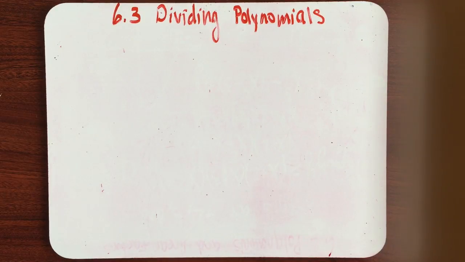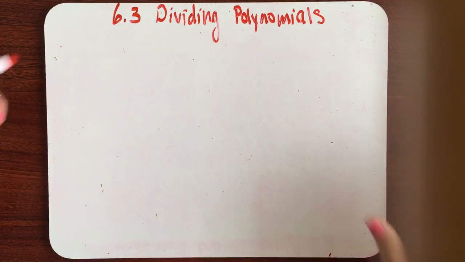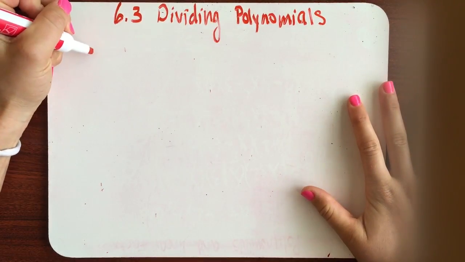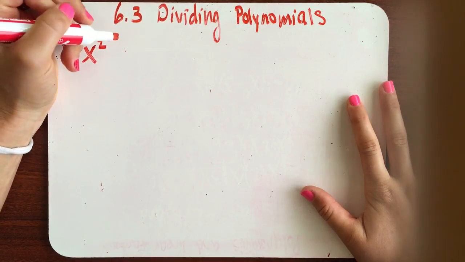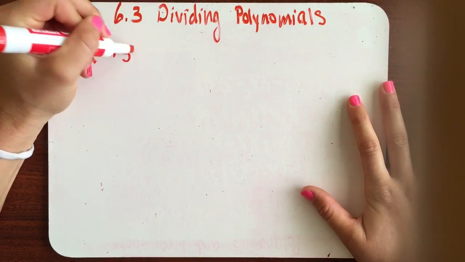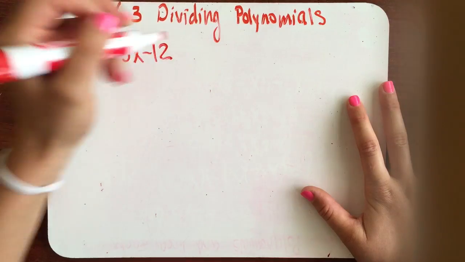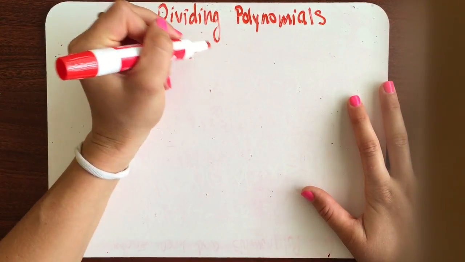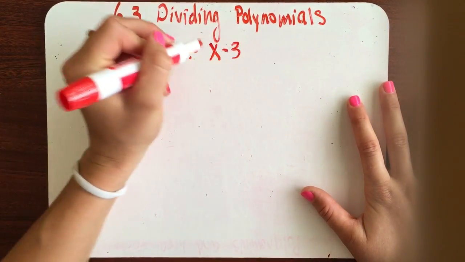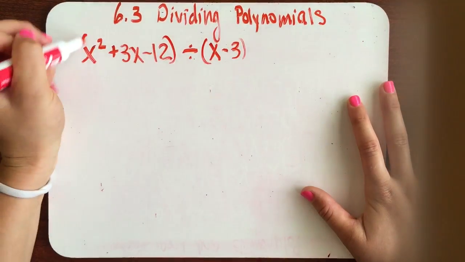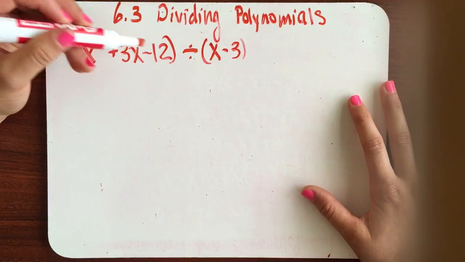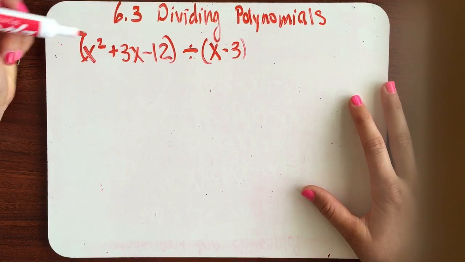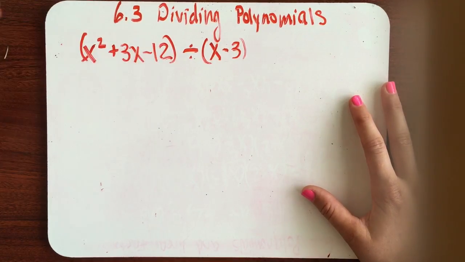Okay, today we're going over 6.3, dividing polynomials. So let's say we want to divide the polynomial x squared plus 3x minus 12 by x minus 3. This is a quadratic trinomial because the highest degree is 2 and there are 3 terms, trinomial.